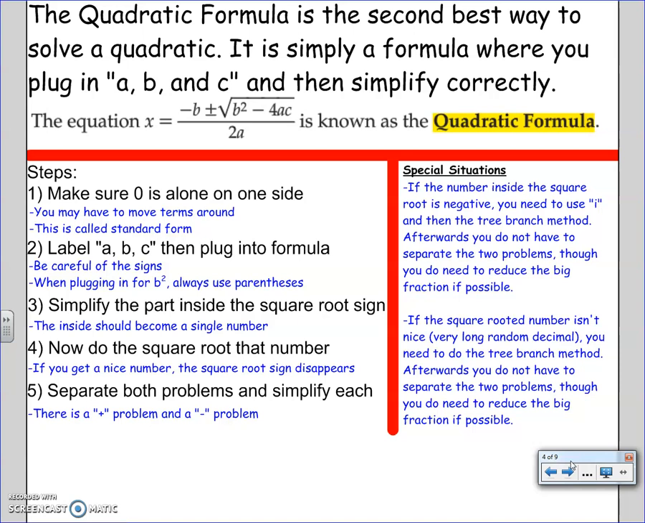There are 2 special situations. If the number inside the square root is negative, that's where you use i. You get 2 imaginary answers. You actually don't have to split up your problem in that case, but you have to reduce. And the other situation is the square root number isn't nice, for example, square root of 99. You can't square root 99, it's not a perfect square, but you can reduce it by doing the tree branch method. You do not have to split your answers again, but you have to reduce.